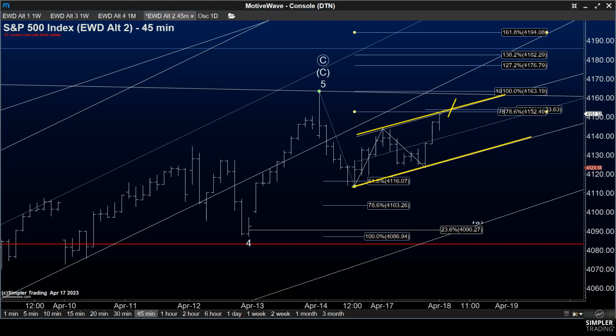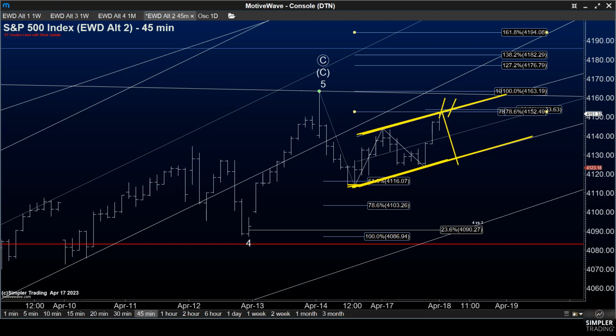So long as we can get outside of this channel line, which is drawn just by connecting Friday's low with today's low, and then a parallel line up here through the Friday afternoon, through today's high. If we can stay above that level, that's where we target.